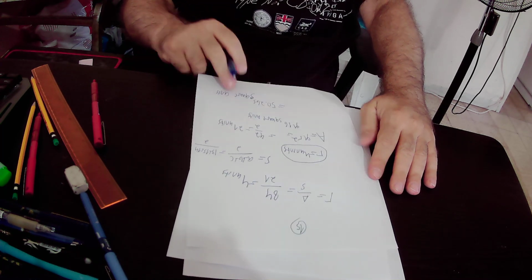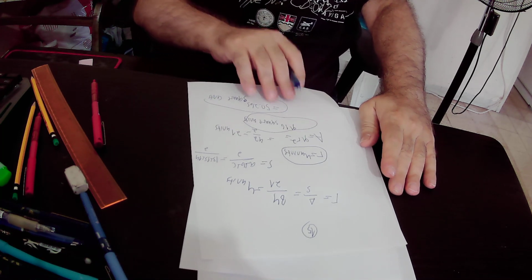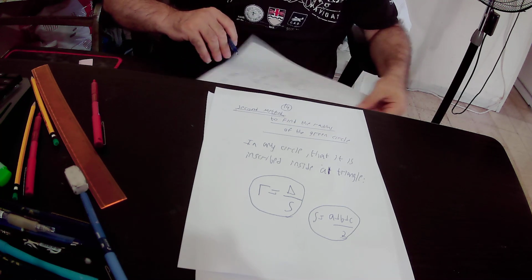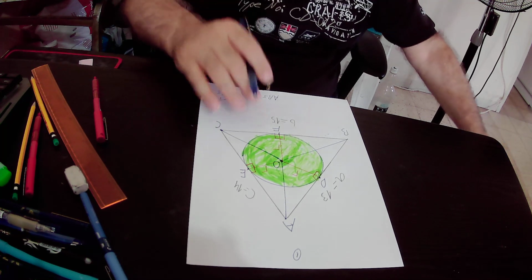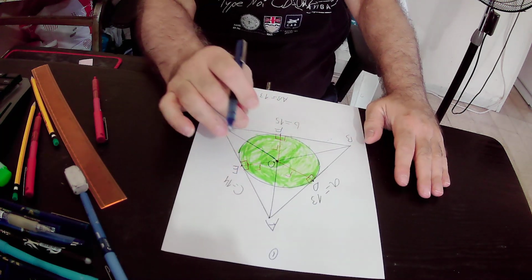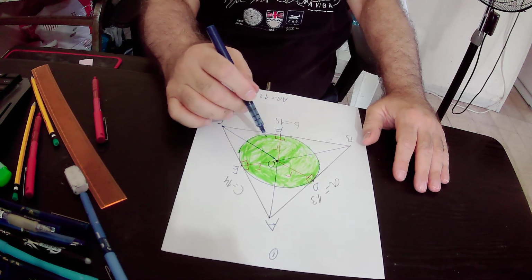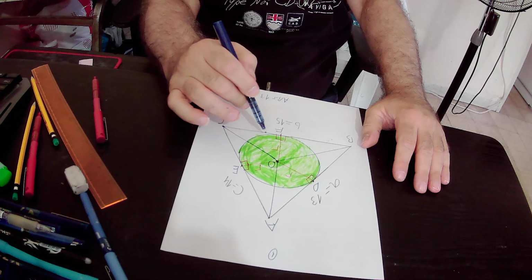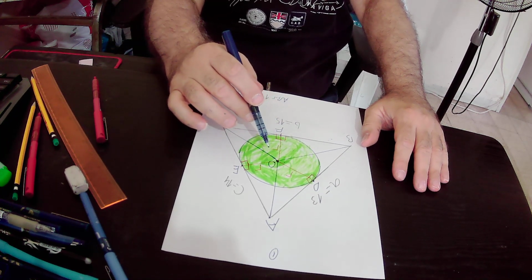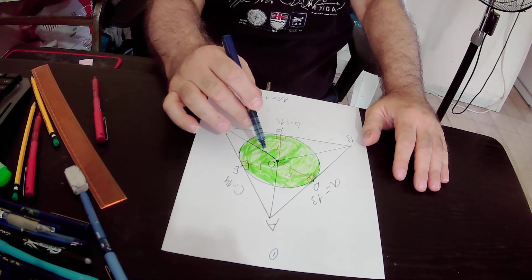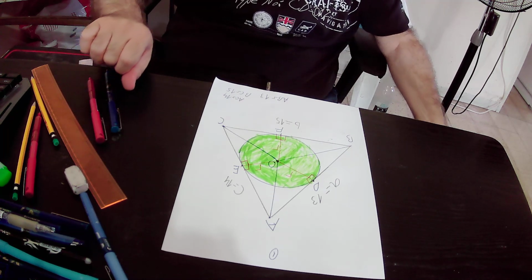Okay, again, the area of the green circle equals 16 pi square units, or in terms of numbers, the area of the green circle equals 50.265 square units. Okay, that is the answer to the question. So now I will summarize the lecture.